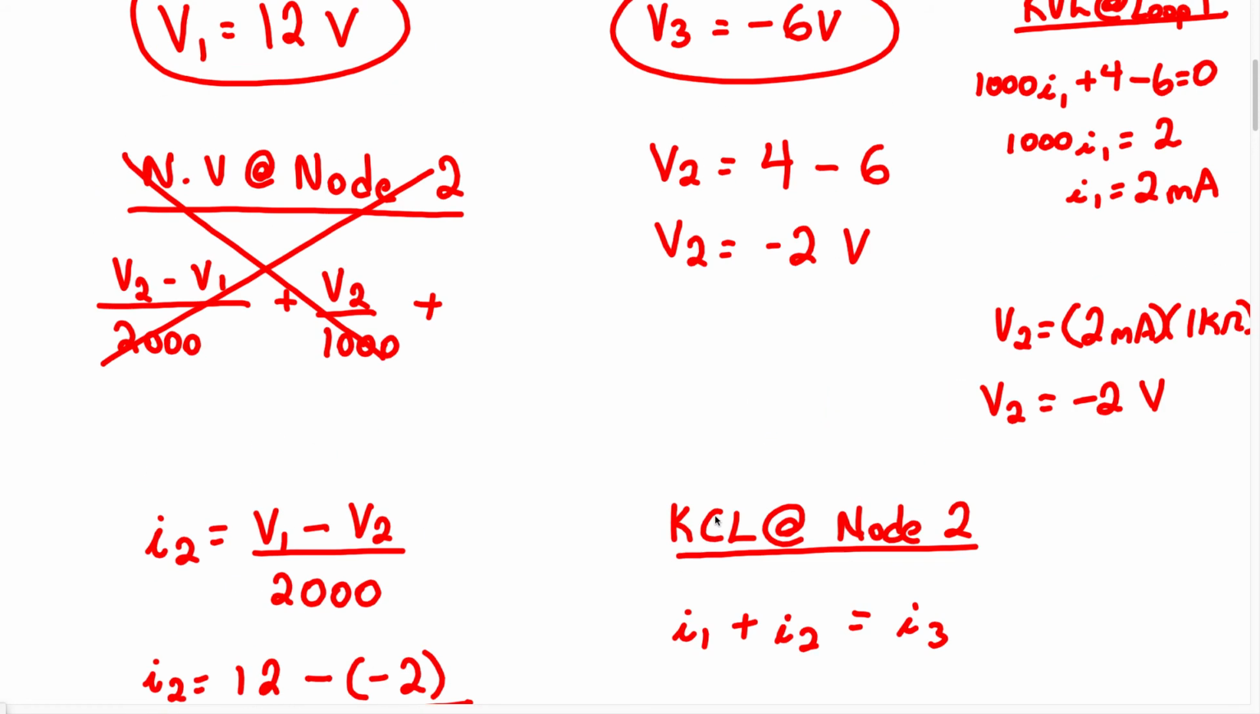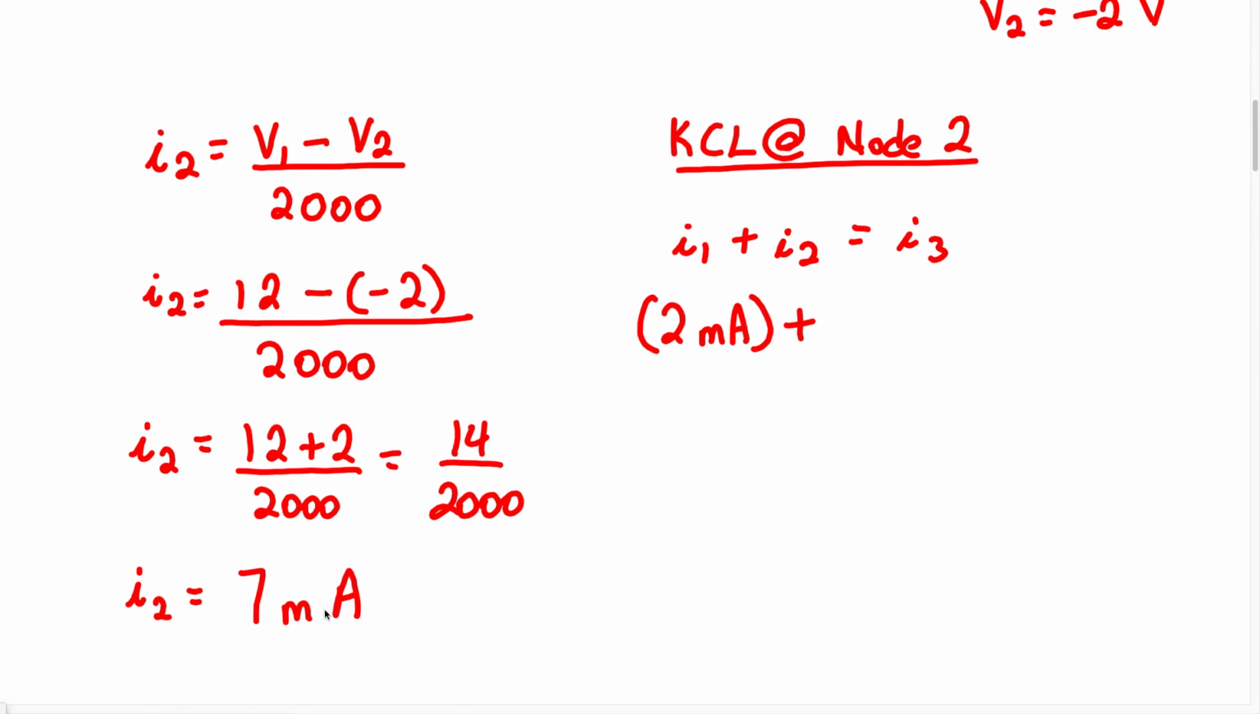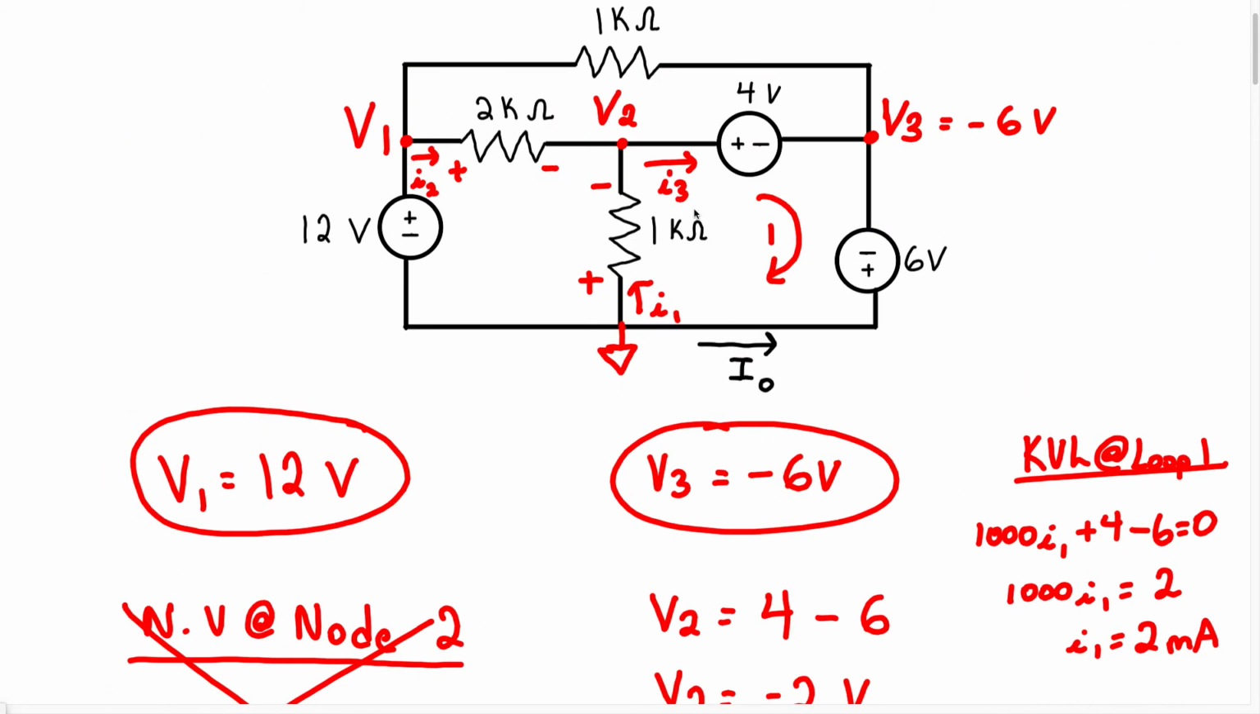We know the current I1 is 2 milliamps. So we have 2 milliamps plus the current I2, which is 7 milliamps. So we have 2 plus 7, and all of that equals I3. Therefore, we can say the current I3 equals 9 milliamps. Right? So this is not our answer, but we know the current flowing through this resistor.